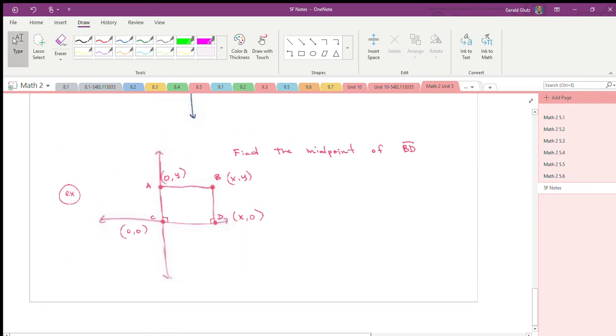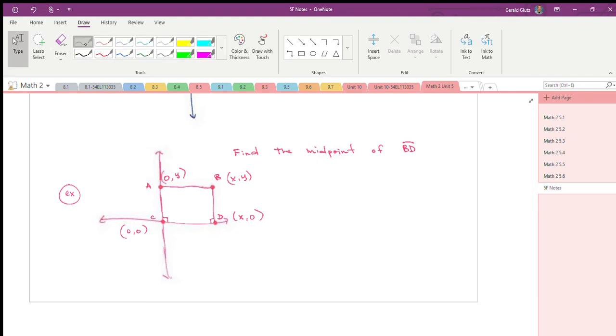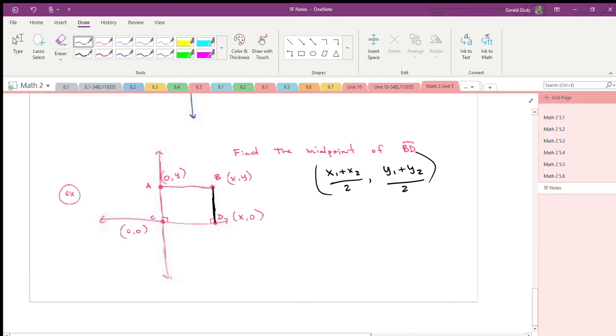And then finally, the last example. We need to figure out the midpoint of BD. BD is this line segment right here. If you remember the midpoint formula, it's x1 plus x2 divided by 2, comma y1 plus y2 divided by 2, all in parentheses. If I'm trying to find the midpoint between these 2 points, I'm going to take the two x values. Our first x value is x, second value is x, add them together, divide by 2. Then I take the two y values.